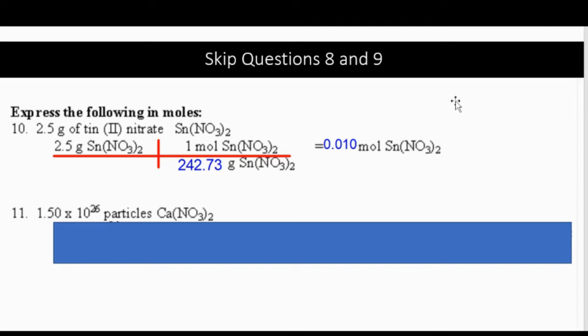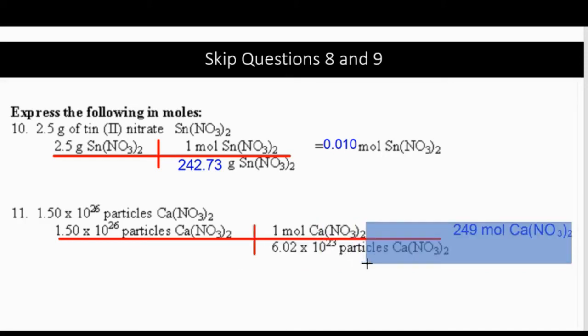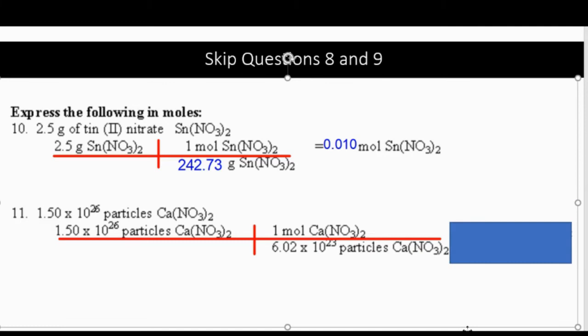Number 11. Ooh, they've given us particles. So I write down this big chunky number that's in particles. And I realized that I got this big giant number of particles. I got to get rid of it. I'm going to use Avogadro's number to get rid of it. Yeah, that's a good idea. So I did. I throw parentheses around each of these numbers. Parentheses, 1.5 times 10 to the 26th. Close the parentheses. Times 1. Boring. Divided by Avogadro's number, 6.02 times 10 to the 23rd, inside its own set of parentheses to make sure my calculator knows what's going on.